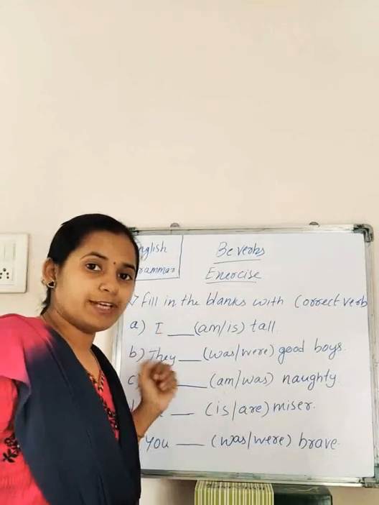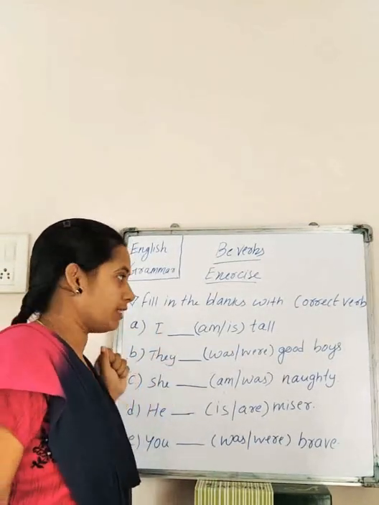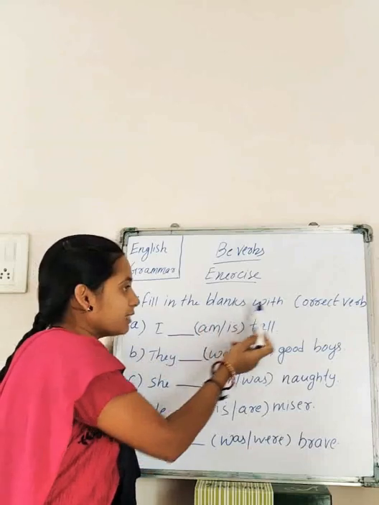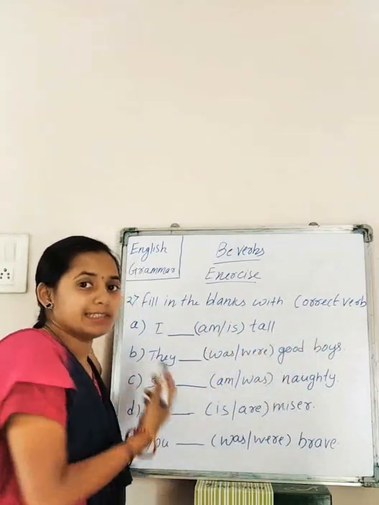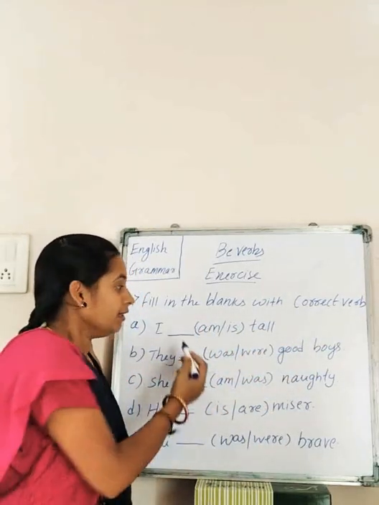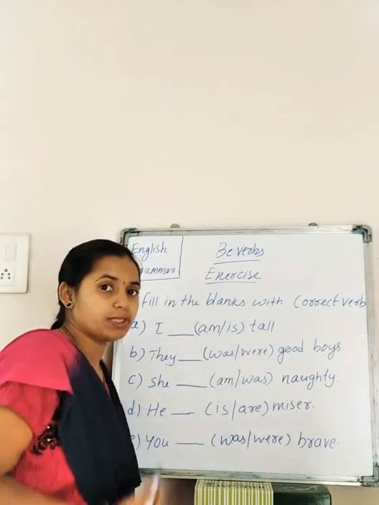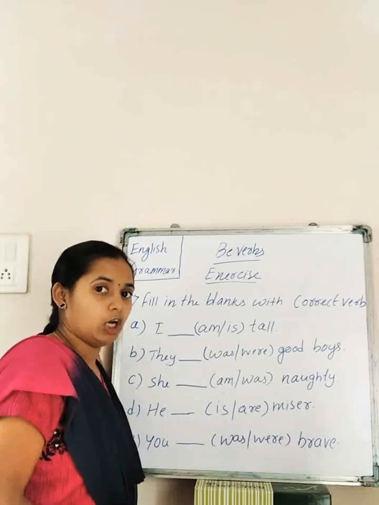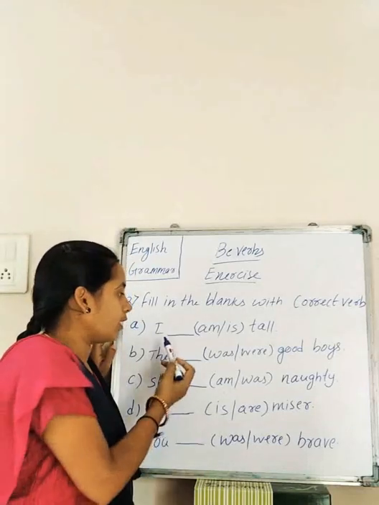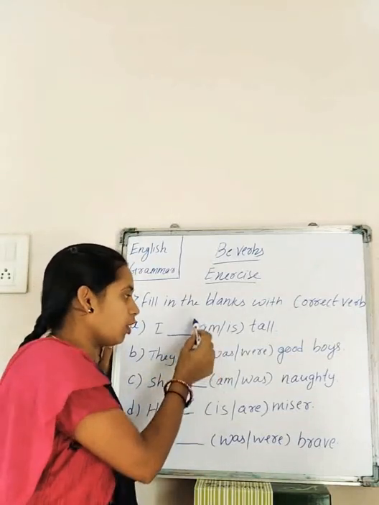So kids, moving to the next example. Here you can see what the question is. Fill in the blanks with the correct verb. Some sentences are given, and for the blank some options are given in the bracket, and we have to choose the correct one to fill it. So let's move to the first one. What is that? I dash. What are the options given?